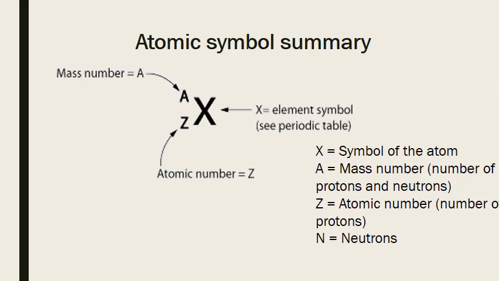So this is a summary of the atomic symbol. So the mass number is always represented by A, the atomic number is always represented by Z, and X is the element symbol. Remember that the A is the number of protons and neutrons because they have mass, and Z is the atomic number, which is the number of protons.